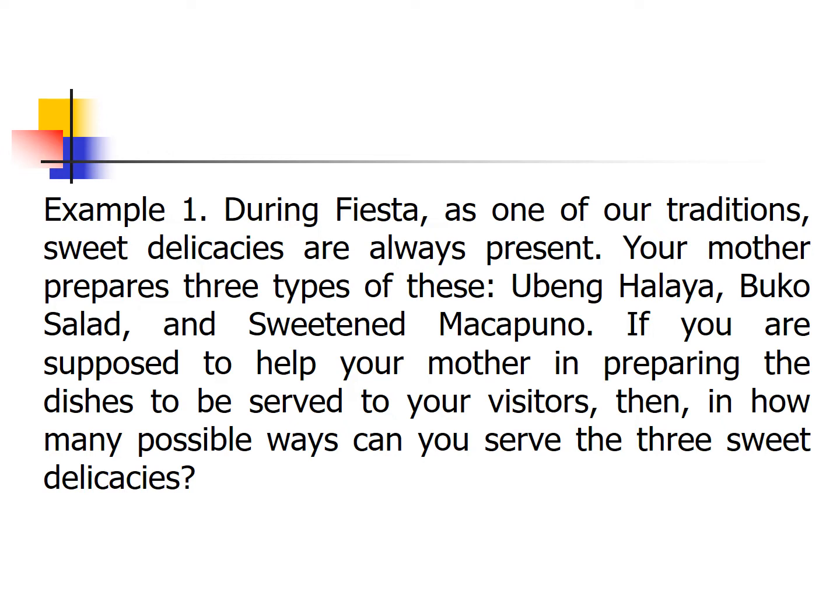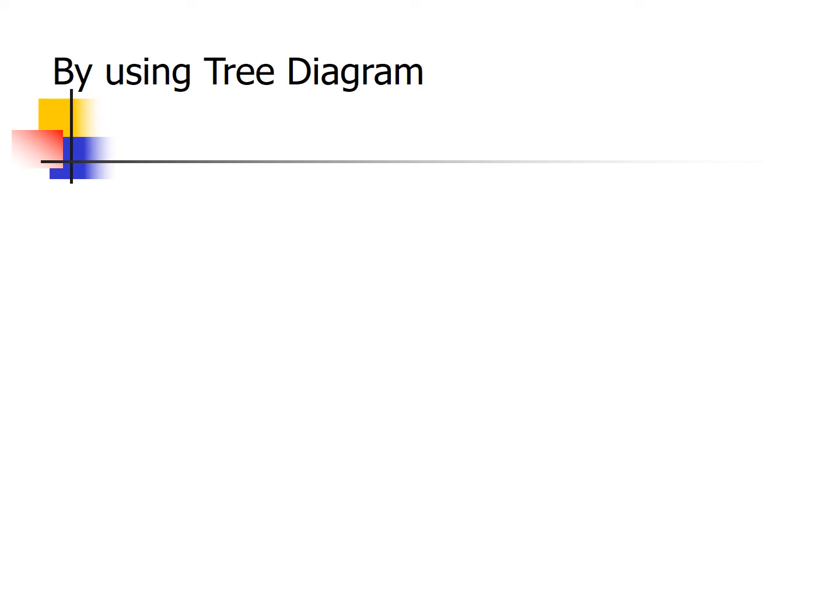During fiesta, as one of our traditions, sweet delicacies are always present. Your mother prepares 3 types of this: ube ngalaya, buko salad, and sweetened makapuno. If you are supposed to help your mother in preparing the dishes to be served to your visitors, then in how many possible ways can you serve the 3 sweet delicacies? Of course, the delicacies are not served all at the same time. So, how would you serve those three? Let me show you first by using tree diagram.